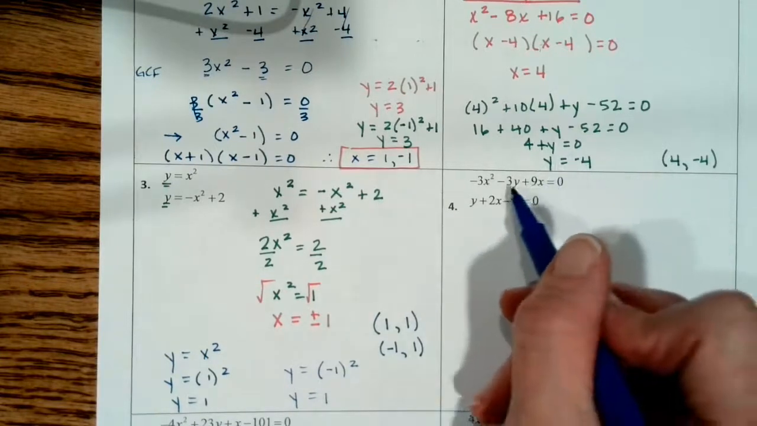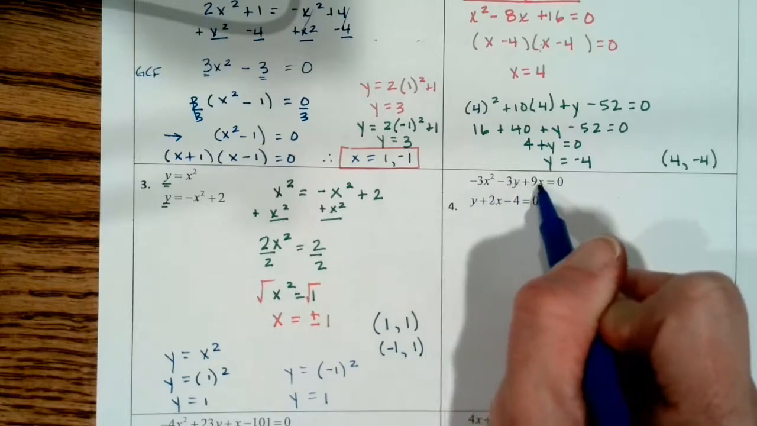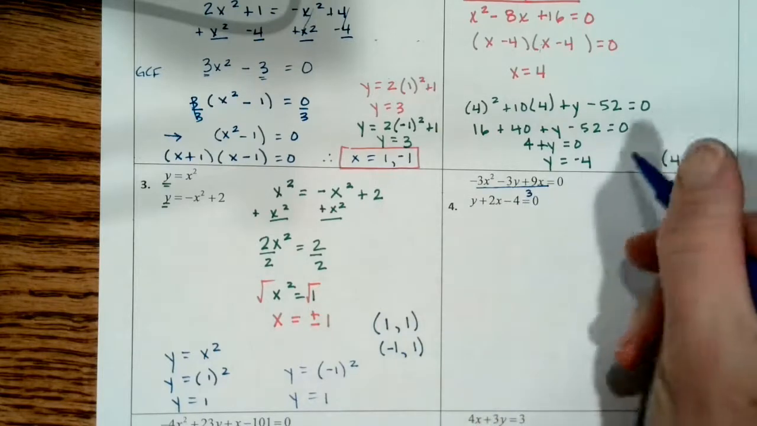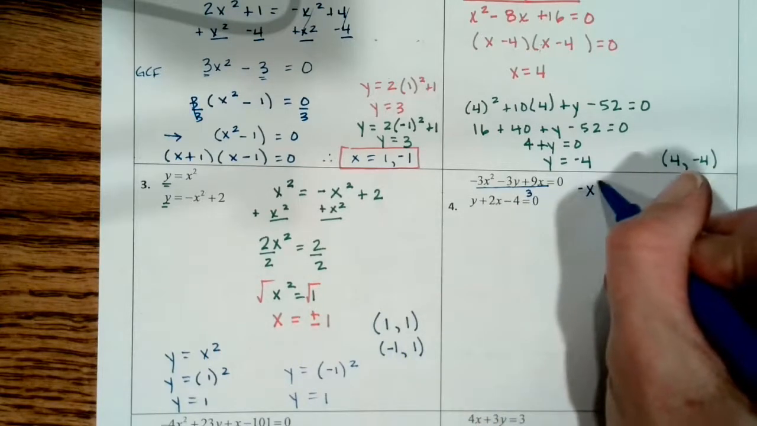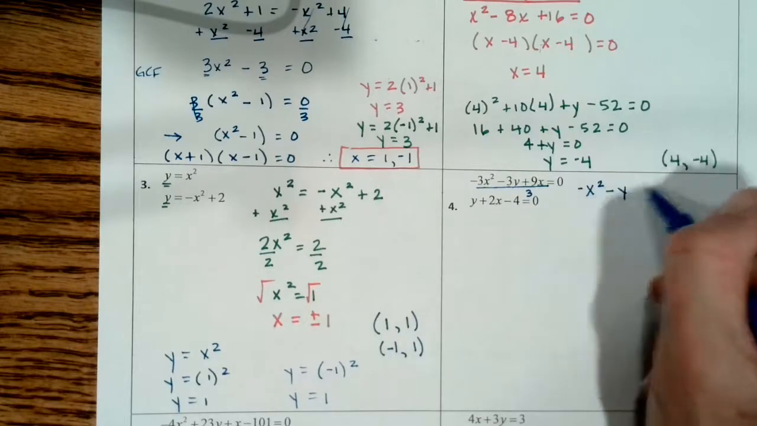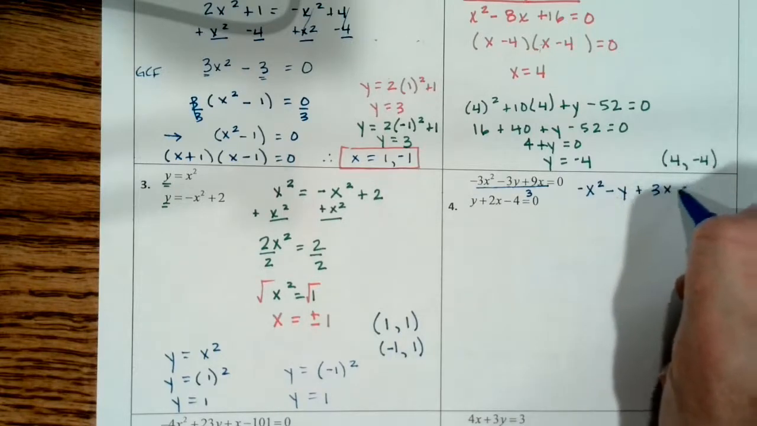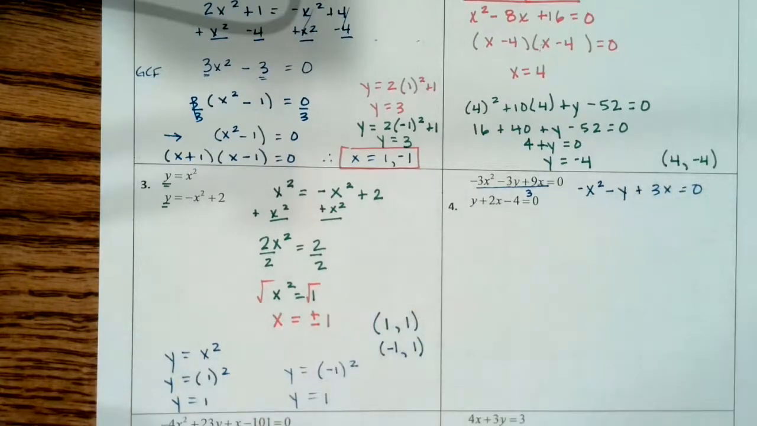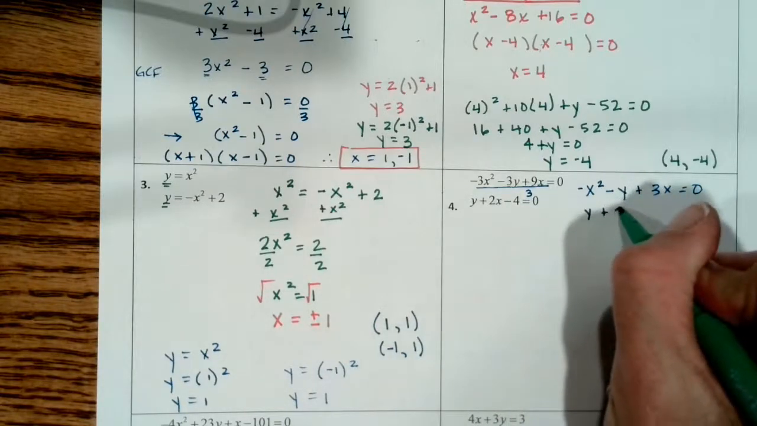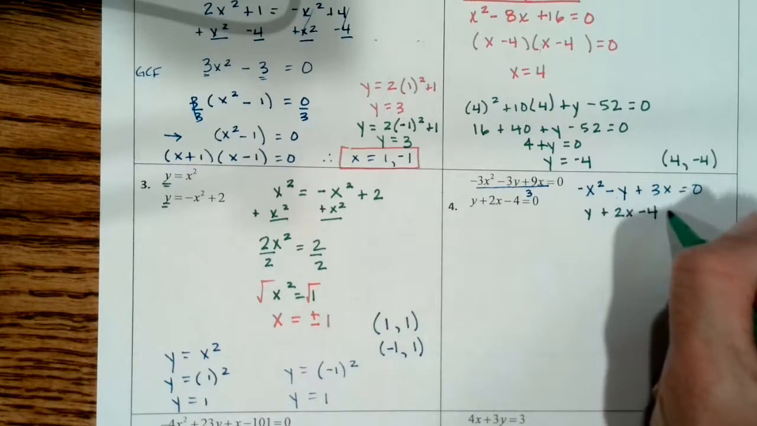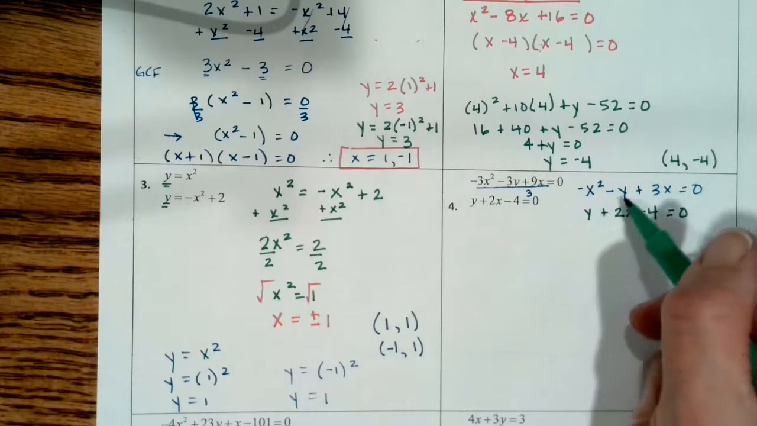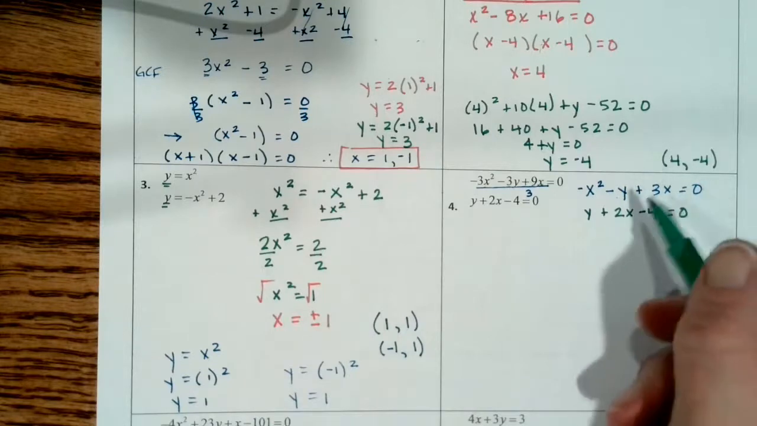Alright, when I look at this equation, I'm suspicious of the 3 and the 3 and the 9. So I'm going to go ahead and divide this entire equation by 3. I have -x squared minus y plus 3x is equal to 0. And I have, for my second equation, y plus 2x minus 4 is equal to 0. I'm going to go ahead and add these equations together because my y's are a 0 pair and we can have them cancel out easily.